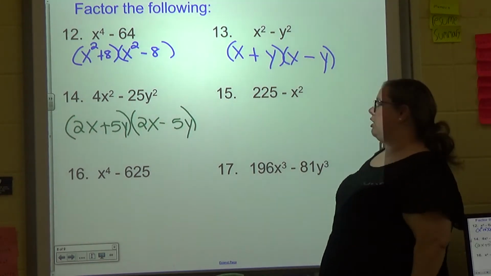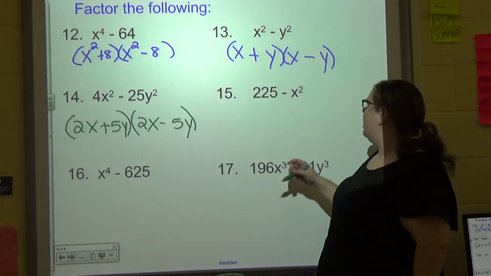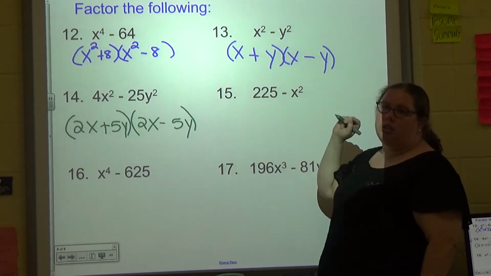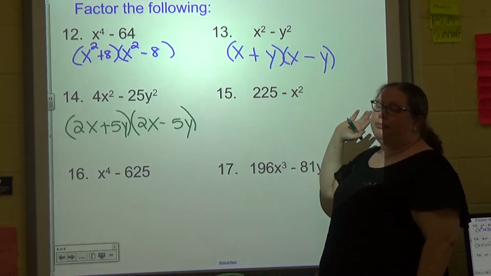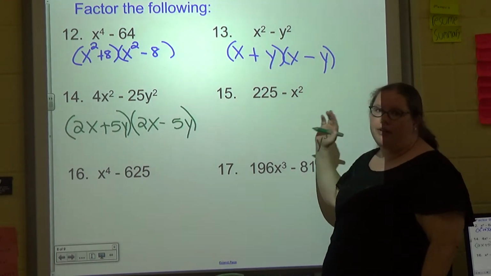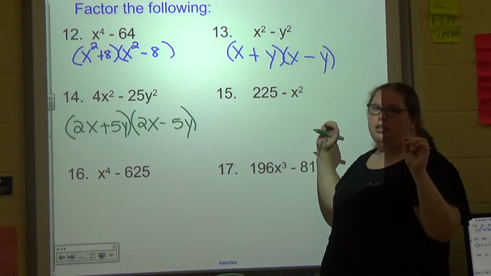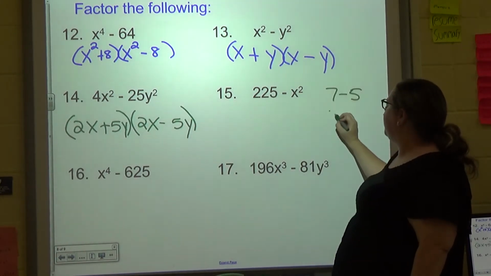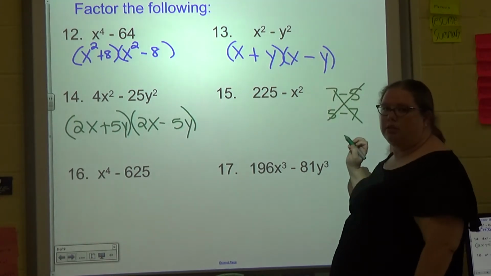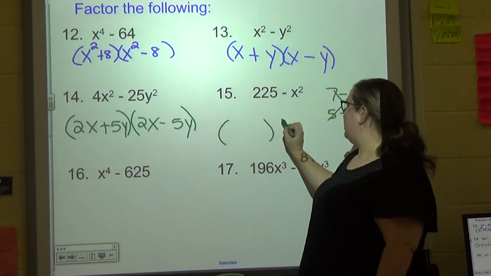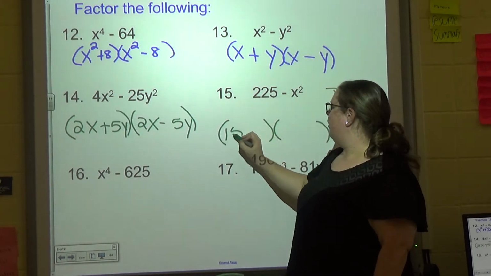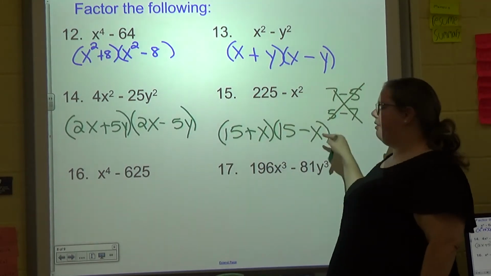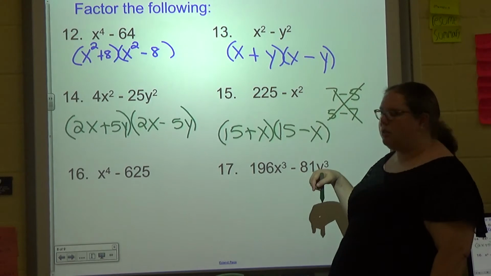Now, order matters. A lot of students lose points on this because they will put the x first. X cannot be first, x is second. Subtraction is not, wow, my brain stopped working, commutative. Yeah, commutative. 7 minus 5 and 5 minus 7 are not the same thing. So order does matter. What times itself is 225? 15 and 15, x and x, plus and minus. That matters. The x has to come second in these.